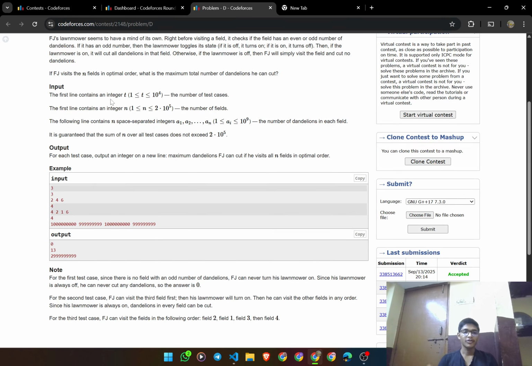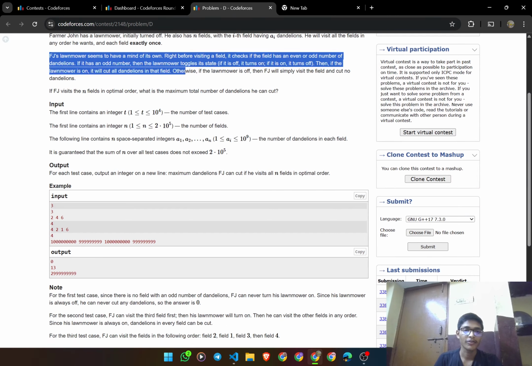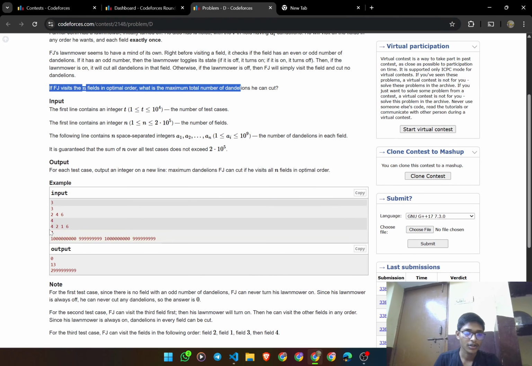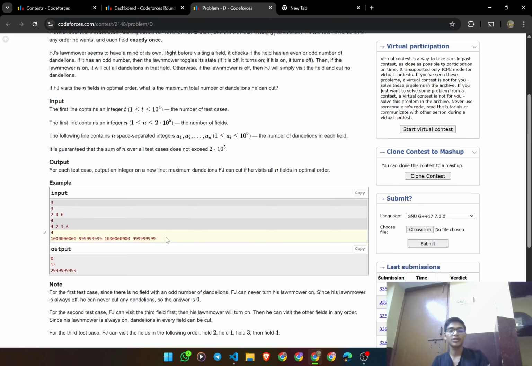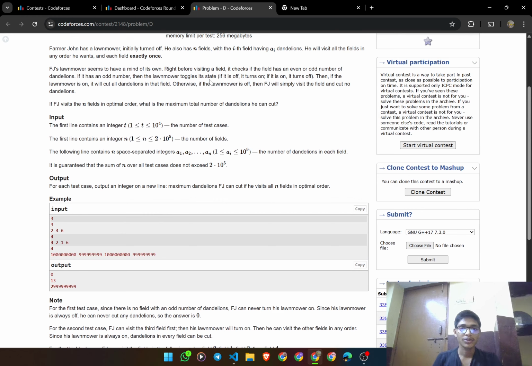Sorry, in our India the harvester is used to cut the paddy fields, so for this we will use the word harvester only. Now the farmer has a harvester, and we have to cut as many of the fields as possible. The harvester is turned off firstly.